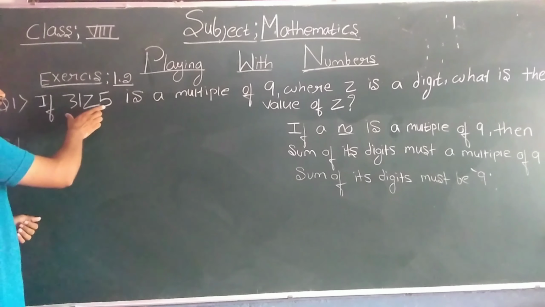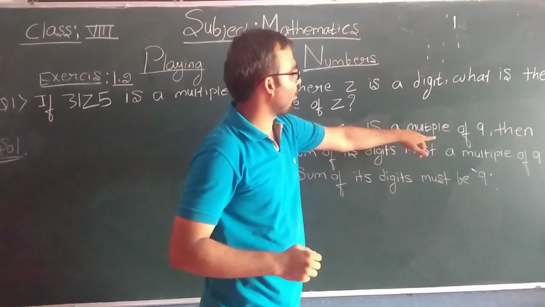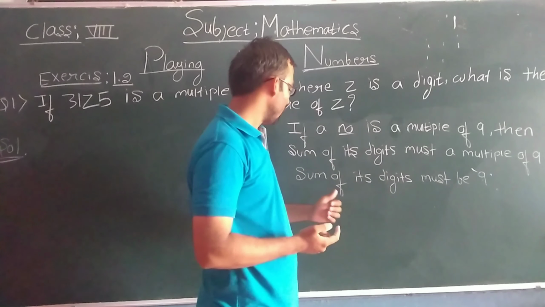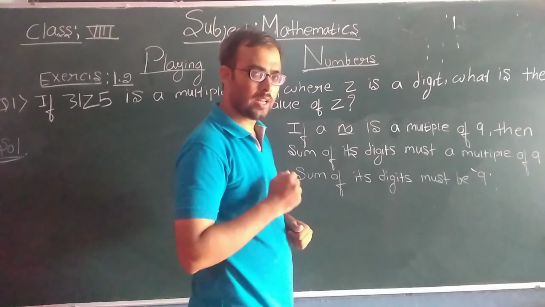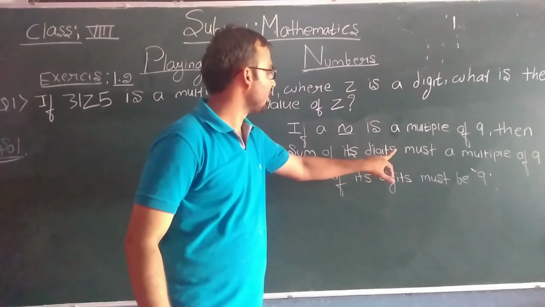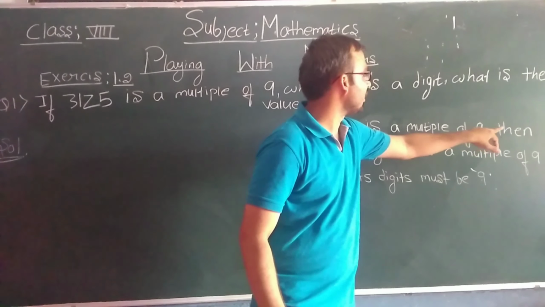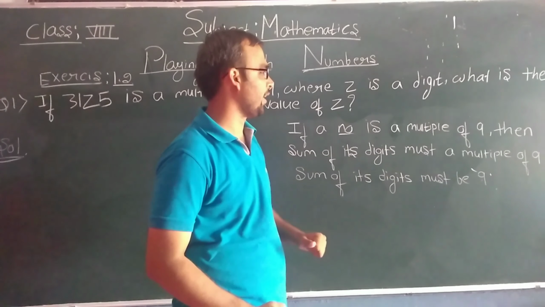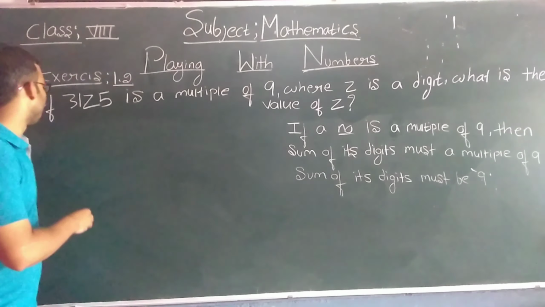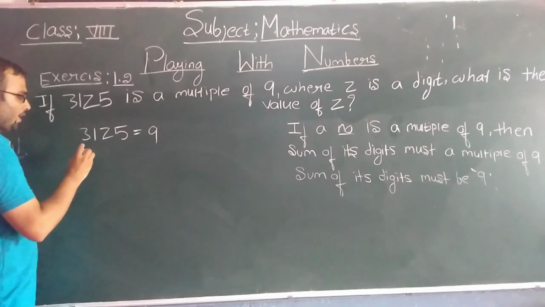They are telling that this number is a multiple of 9. As I told you, if a number is a multiple of 9, then the sum of its digits must be a multiple of 9, or the sum of its digits must be equal to 9. So let us see here: 31z5 is a multiple of 9, so the sum must be equal to 9.